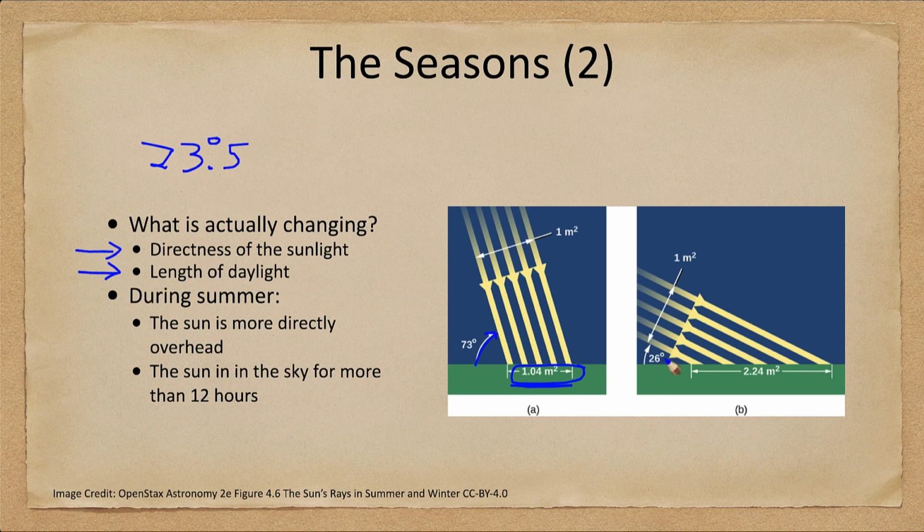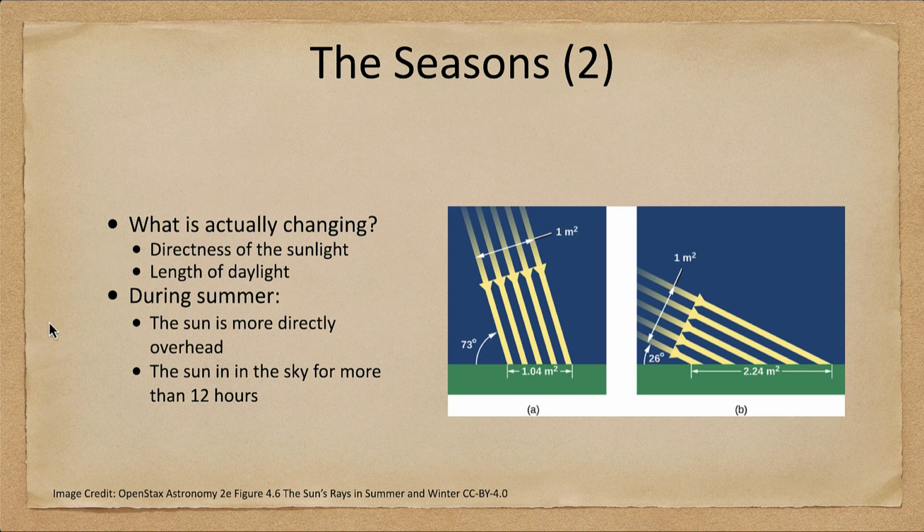In winter at the same location, the altitude of the sun may be more like 26 degrees. Well, when you calculate that out, 1 square meter worth of light, the same energy coming in, is now spread over 2.24 square meters of ground. So it is much less effective at warming things up. So that is one of the reasons.